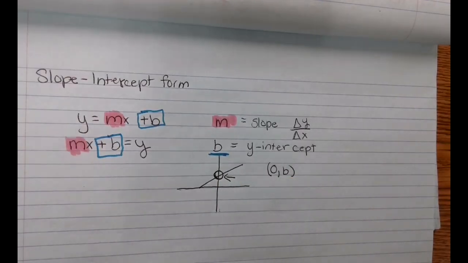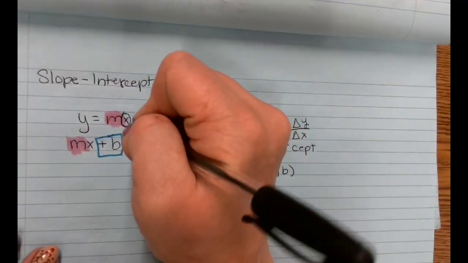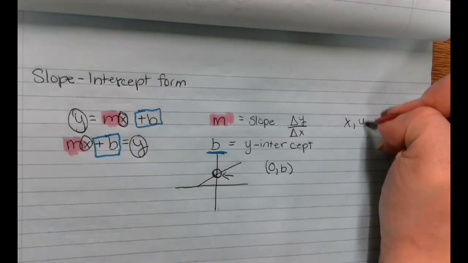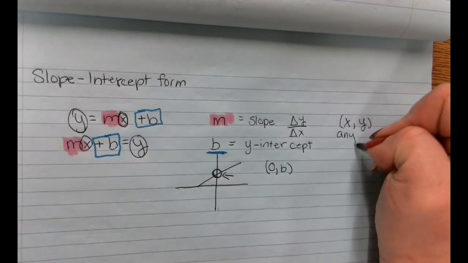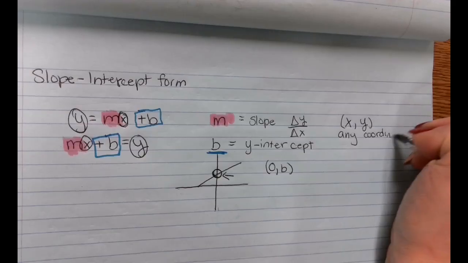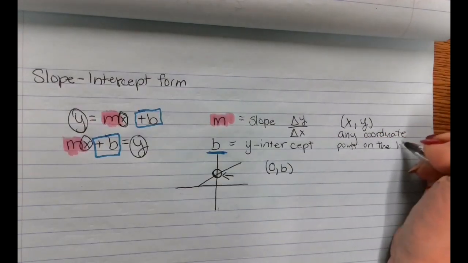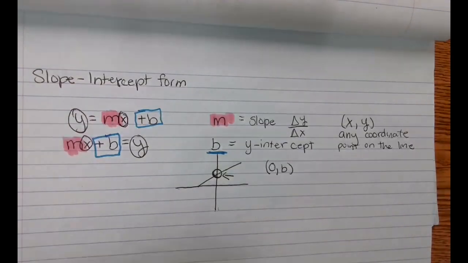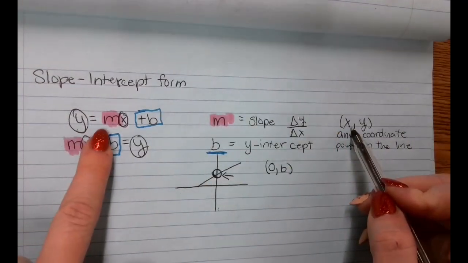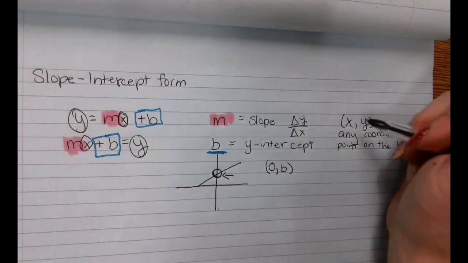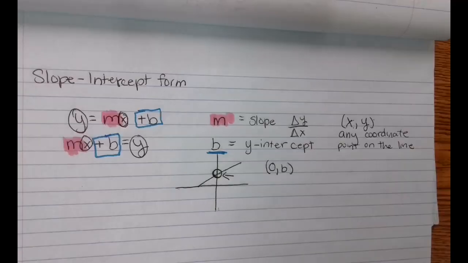Now the next part I feel like is the most easily confused part: this x and this y. The x and y stand for any coordinate point on that line. That means you can plug in anything for x and figure out what y is, and you can plug anything in for y to figure out what x is. So these change frequently. That's what you plug in. You create your slope-intercept form so that you have an equation that you can plug numbers into.